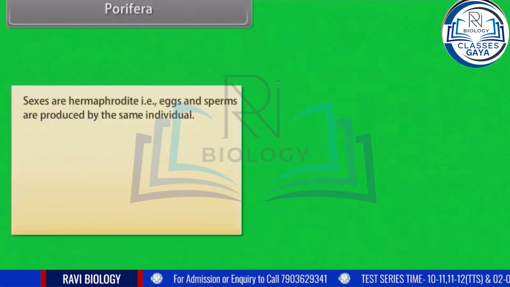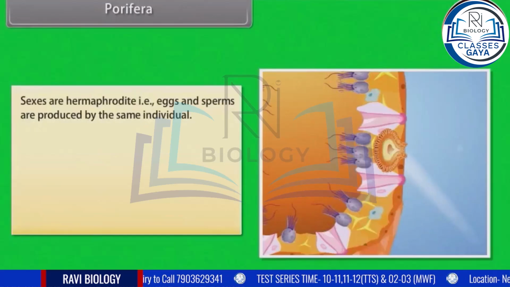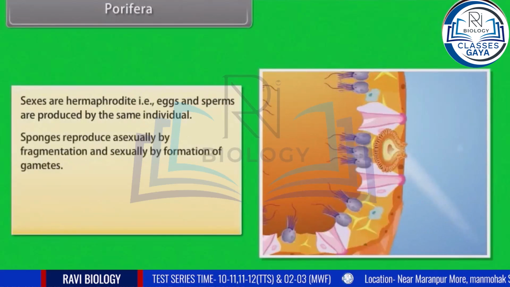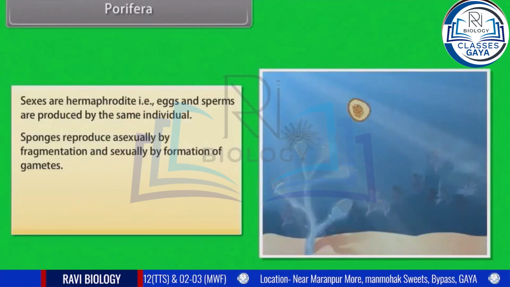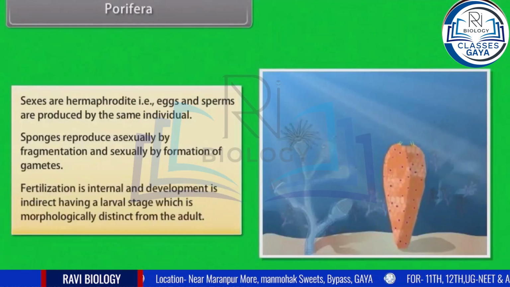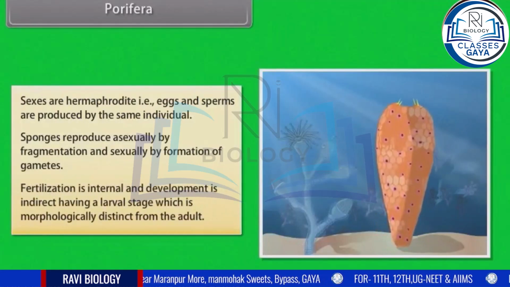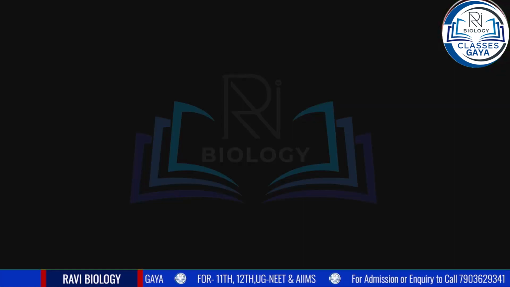Sexes are hermaphrodite, that is, eggs and sperms are produced by the same individual. Sponges reproduce asexually by fragmentation and sexually by formation of gametes. Fertilization is internal and development is indirect, having a larval stage which is morphologically distinct from the adult.